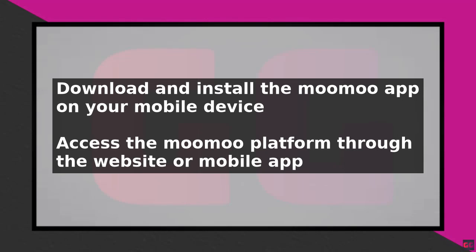Welcome to this comprehensive guide on how to use Moomoo to buy stocks. Moomoo is a popular trading platform that allows users to buy and sell stocks, options, and other financial instruments. To get started, first download and install the Moomoo app on your mobile device or access it through the website.